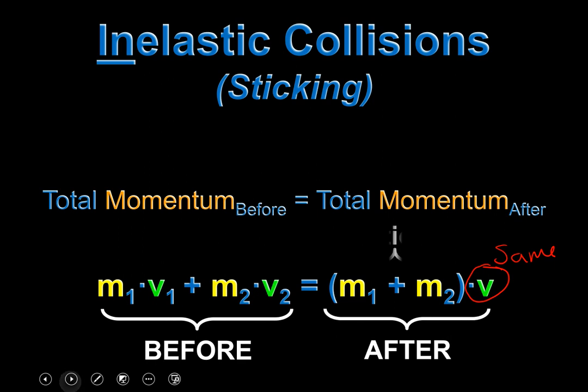And you only have one velocity on the after side. So that's the only big difference between inelastic and elastic collisions. Elastic collisions, you're still dealing with two separate objects, so you still have to do two different velocities. Inelastic, the objects have stuck together, and so you only have to deal with one velocity.